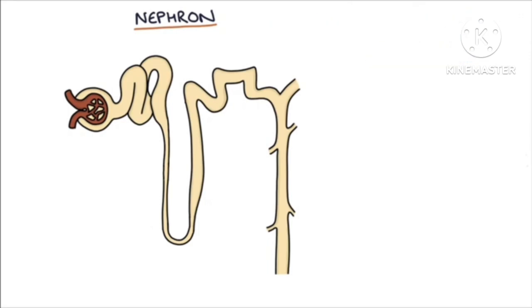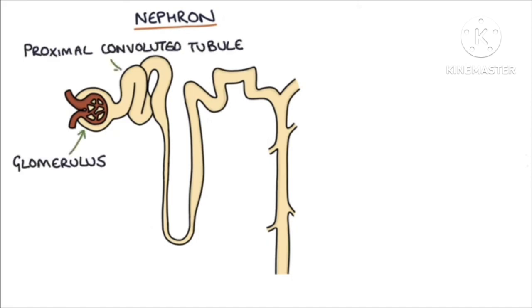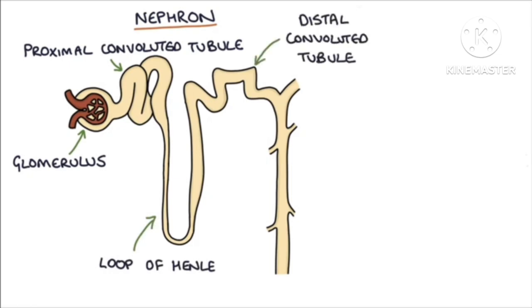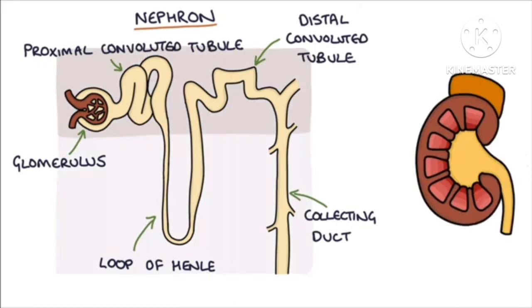Now the nephron consists of 5 main landmarks that you need to be aware of: the glomerulus, the proximal convoluted tubule, the loop of Henle, the distal convoluted tubule, and the collecting duct. The glomerulus and the convoluted tubules are up in the cortex of the kidney, and the loop of Henle and the collecting duct pass down into the medulla of the kidney.